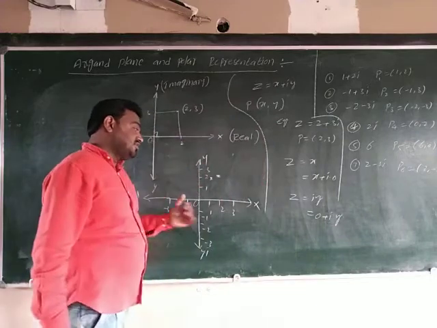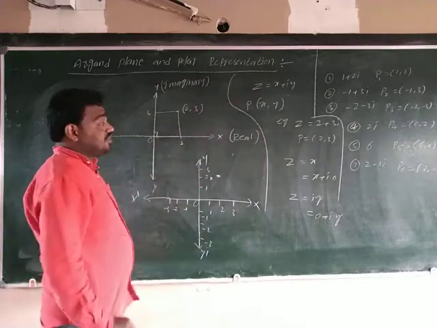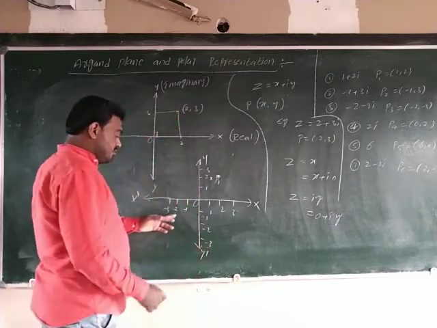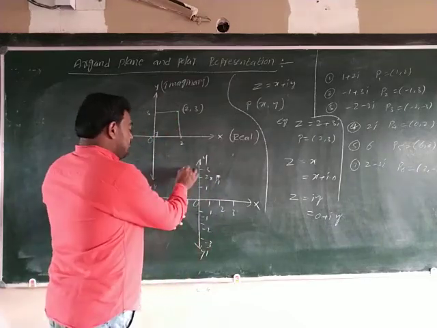So you point these out in this graph. First P1, this is the P1 point. P2 is (-1, 3).